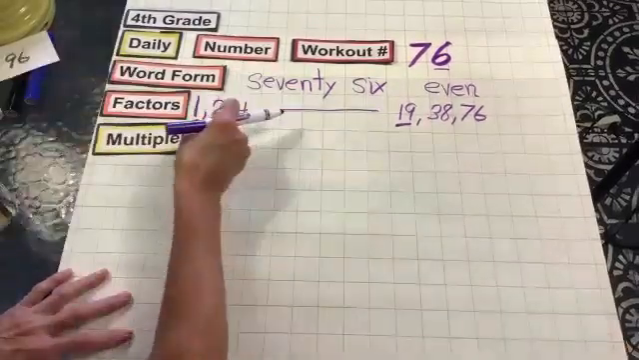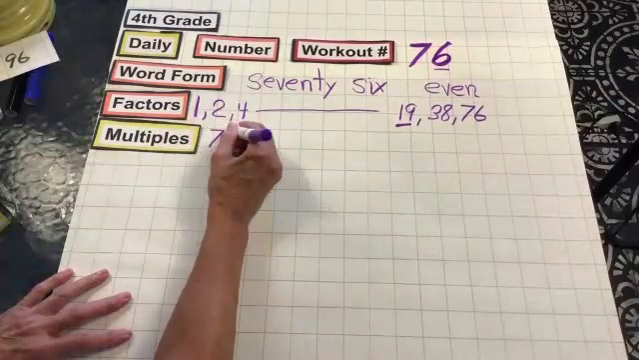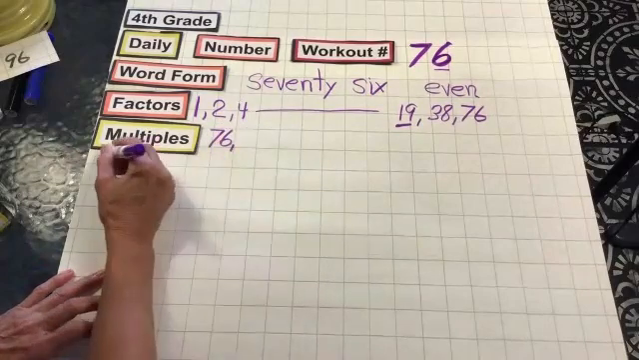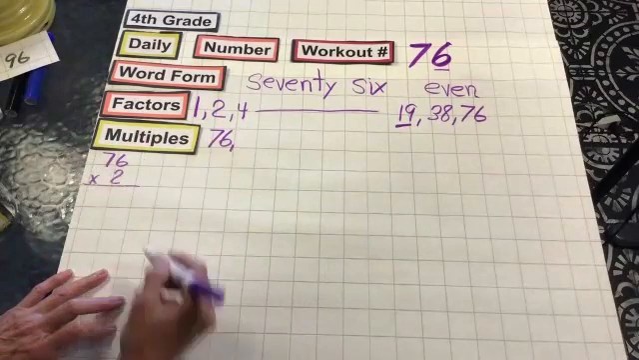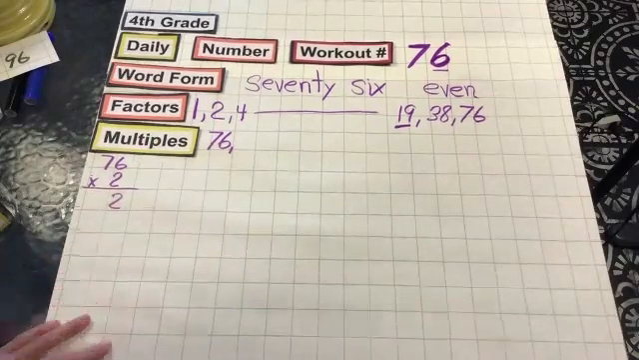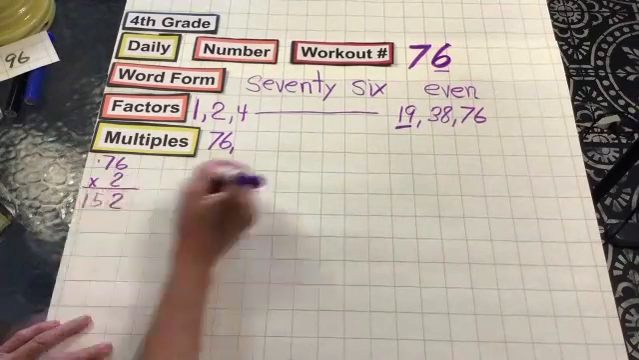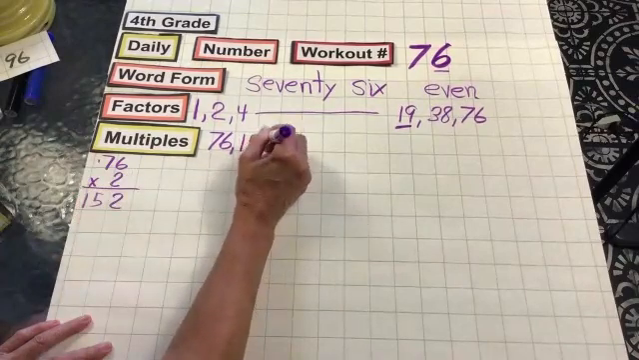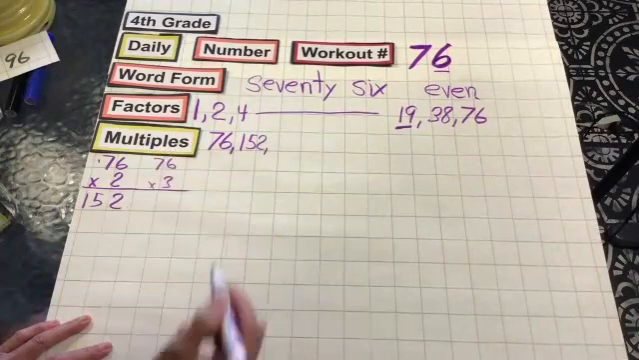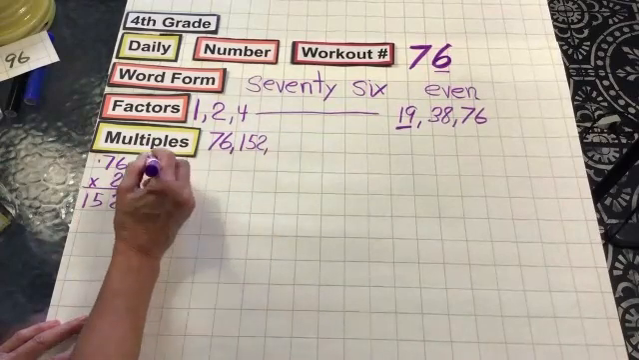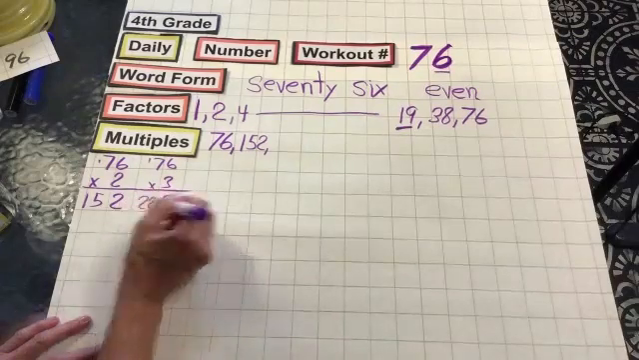Let's go for our multiples. Practicing multiplication. We know 1 times 76 is 76. Let's drop down and do 2 76s. 2 times 6 is 12. Drop the 2, carry the 1. 2 times 7 is 14, plus 1 is 15. So we have 152. 3 76s. 3 times 6 is 18. Drop the 8, carry the 1. 3 times 7 is 21, plus 1 is 22.